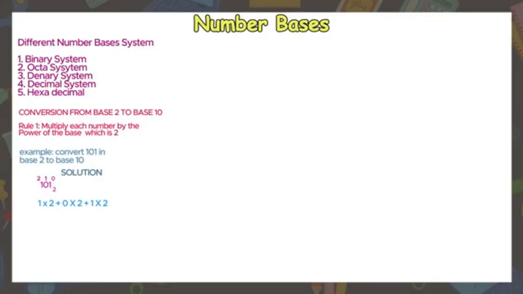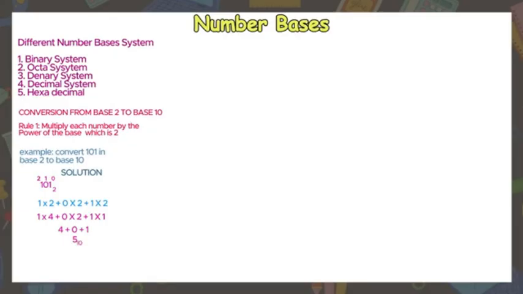This one will give us 1 times 2 raised to power 2. That is 2 times 2, which will give us 1 times 4, plus this one will give us 0 times 2, plus, like I said earlier, 2 raised to power 0 is 1. 1 times 1 will give us 1. 1 times 4 is 4, plus 0 multiplied by any number is 0, plus 1. 4 plus 0 is 4. 4 plus 1, that is 5, base 10.